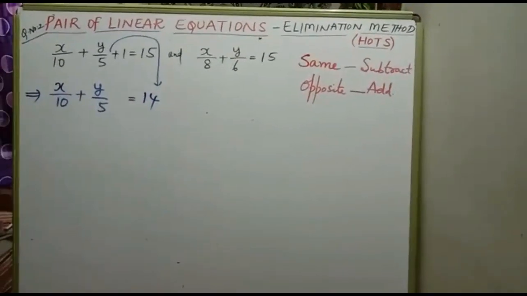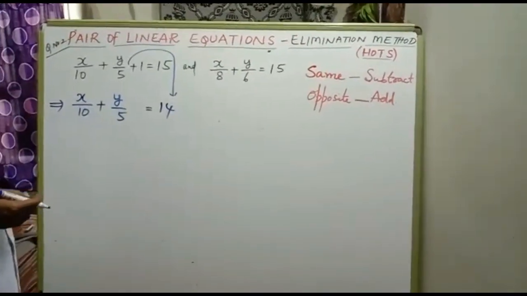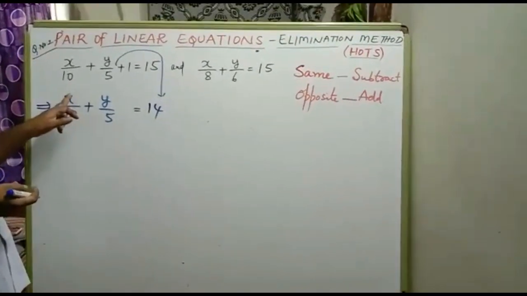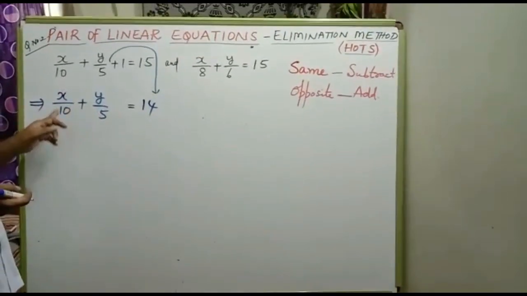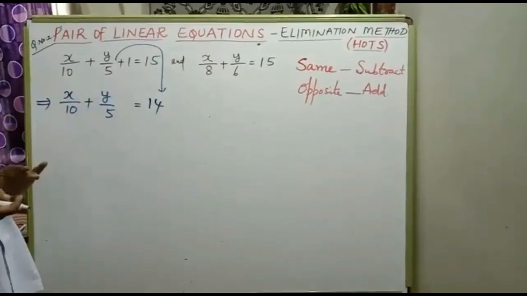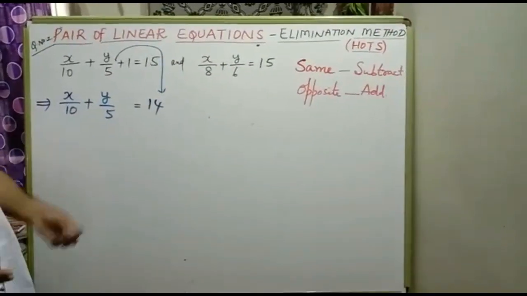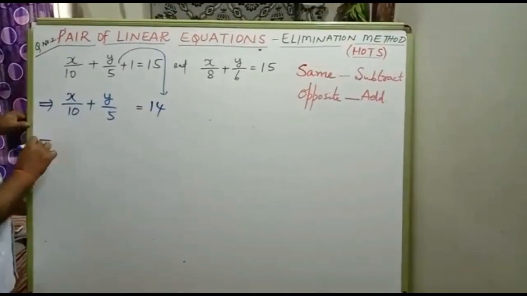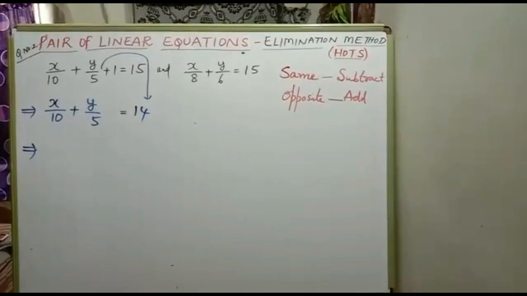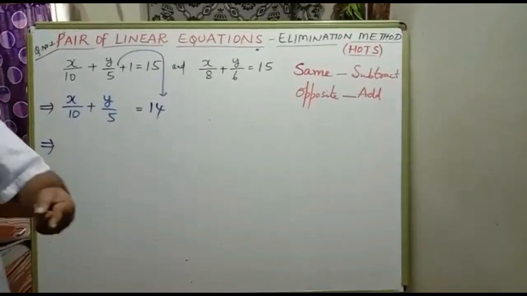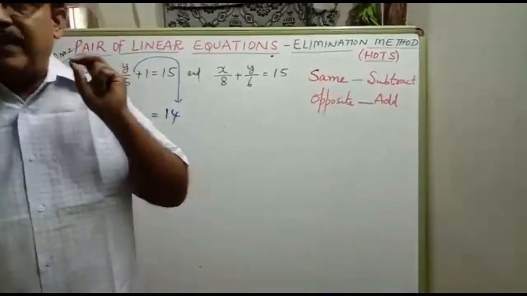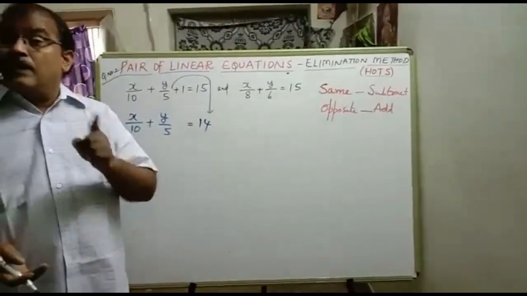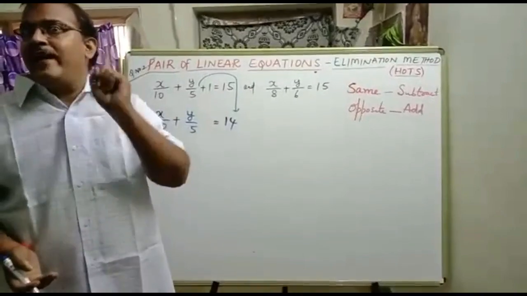Normally we can do the cross multiplication method: 5 into x, 5x plus 10 into y, 10y by 50 is equal to 14. Otherwise you can use the LCM method also. Now I am using the LCM method. What is the LCM of 10 comma 5? The LCM of 10 comma 5 is 10, because 10 is a multiple of 5. That's why 10 is the LCM.